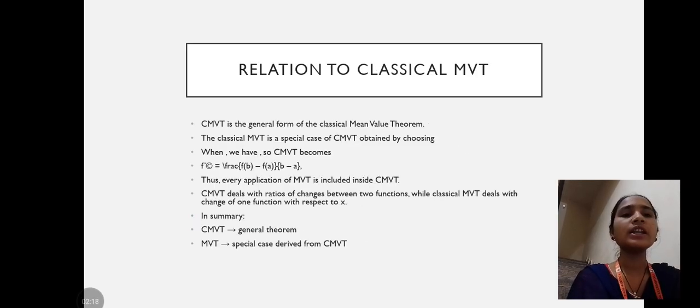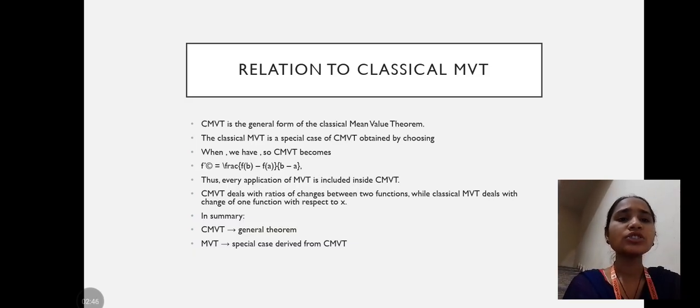In simple terms, we can say that both curves grow at the same proportional rate at some point inside the interval. Relation to classical MVT and Cauchy mean value theorem. Cauchy mean value theorem is the general form of the classical mean value theorem, which is the MVT. The classical MVT is a special case of Cauchy mean value theorem obtained by choosing g(x) = x. So Cauchy mean value theorem becomes f'(c) = (f(b) - f(a))/(b - a). Thus, every application of mean value theorem is included inside Cauchy mean value theorem.